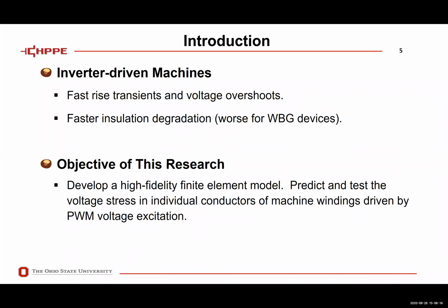And so that's why we started to try to develop a high fidelity finite element model to predict the voltage stress across individual conductors, or between turn to turn, or between any two points inside the machine windings when the windings are driven by PWM voltage.